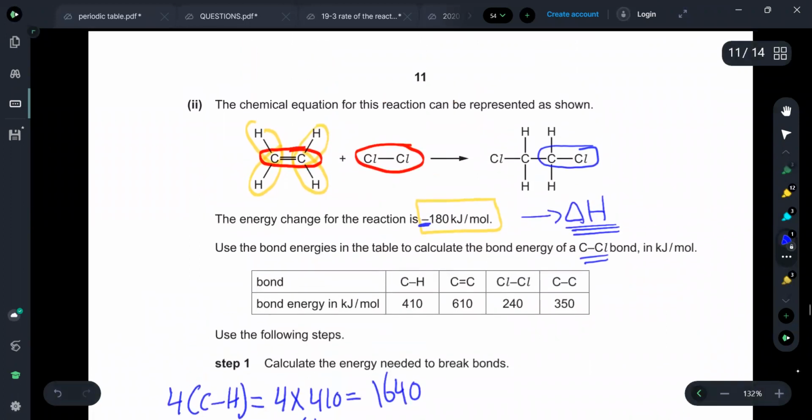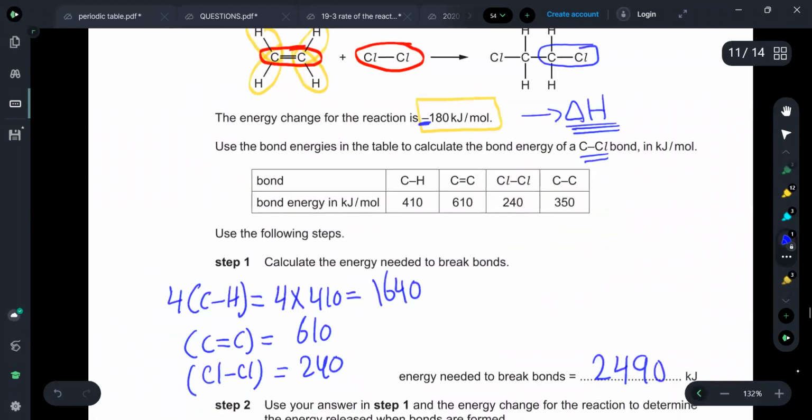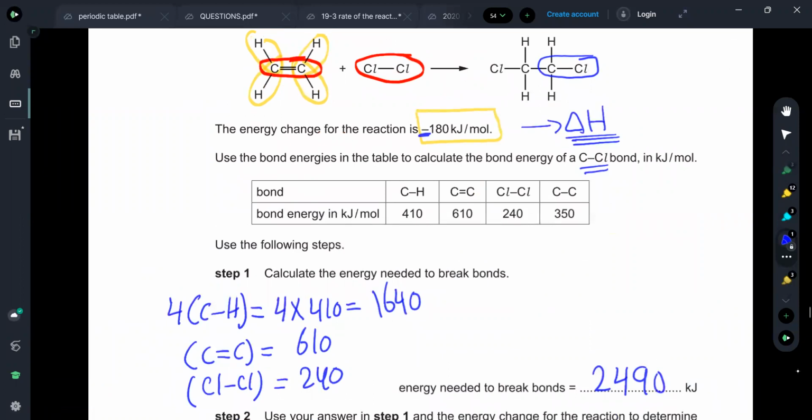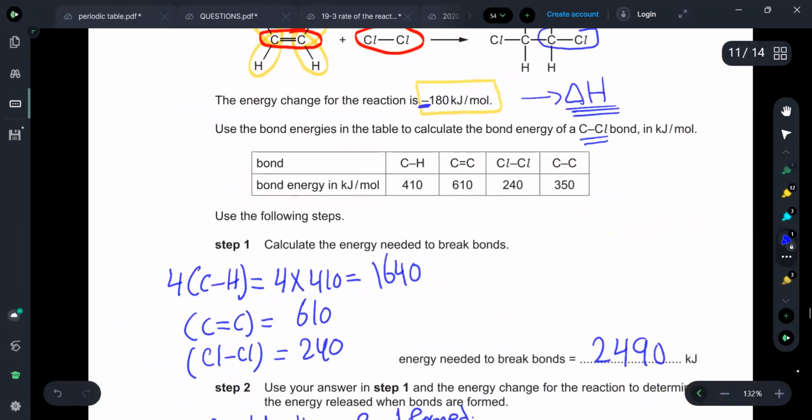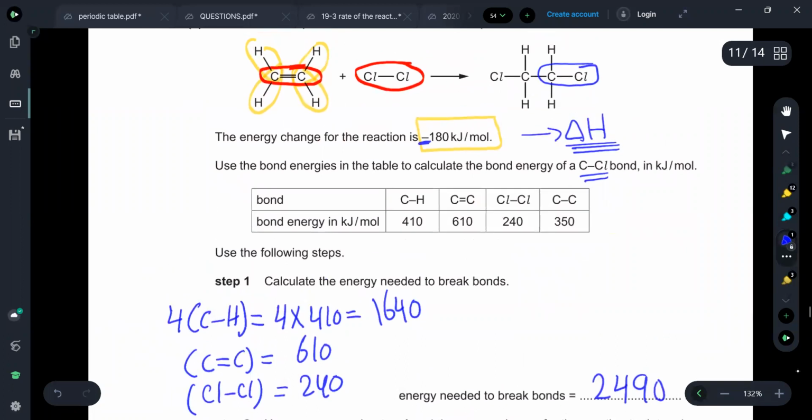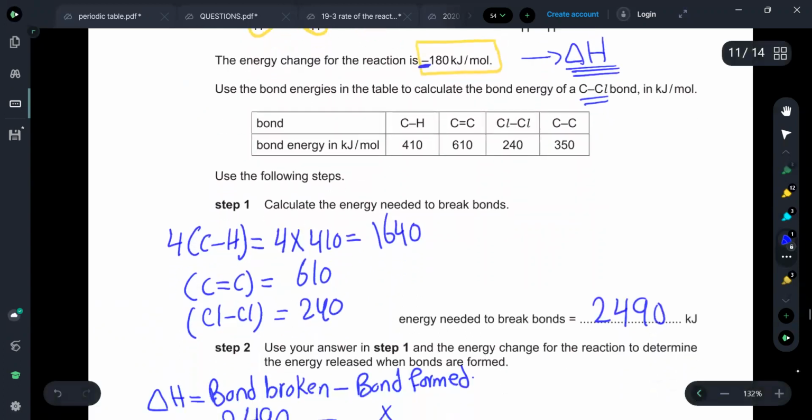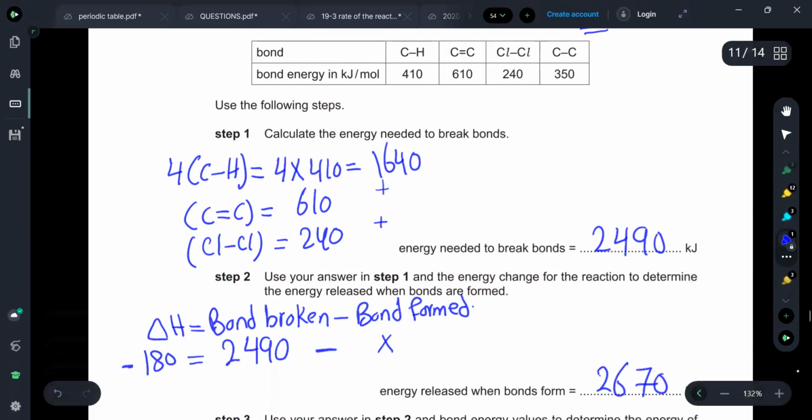First of all, in the reactants we have C-Cl, which is 240, and we have 4 C-H, so 4 times the value of C-H, which is 410. And also we have C double bond C, which is 610. So the total energy needed to break bonds is 2,490. Add all of them.